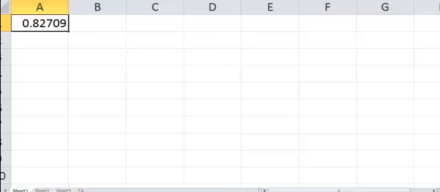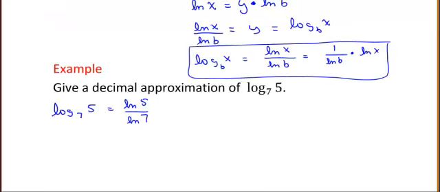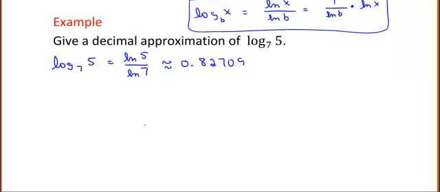And I have an Excel spreadsheet. Notice that if we look at this formula, it's the natural log of 5 divided by the natural log of 7. And 0.82709 is the result. So this would be approximately 0.82709. That would be the rough value, and we could get a decimal approximation of this expression, and you could do this computation on your calculator.